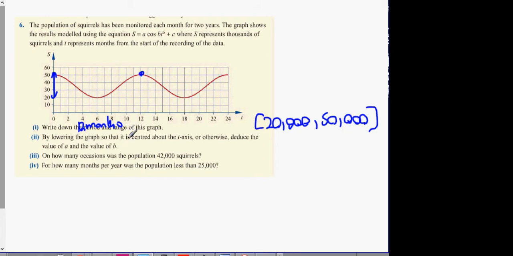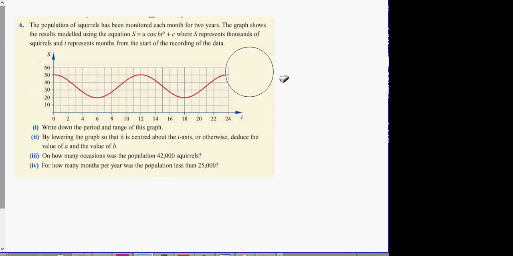By lowering the graph so that it is centered about the t-axis or otherwise, deduce the value of A and the value of B. So, once again, what we have here, this equation at the start. Now we're going to show you how to get the equation. The C value is your current middle value. It's in between 50,000 and 20,000, so that means 35,000 is the middle point. So the C value is 35, because that's how high and low it goes.